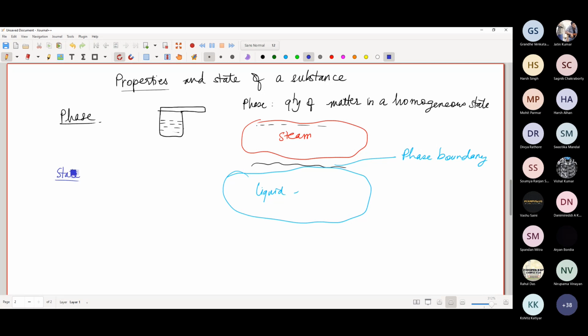Okay, so a state of a substance, well, what I said was not entirely correct, but just hear me out. The state of a substance may be defined or described by certain observable properties.